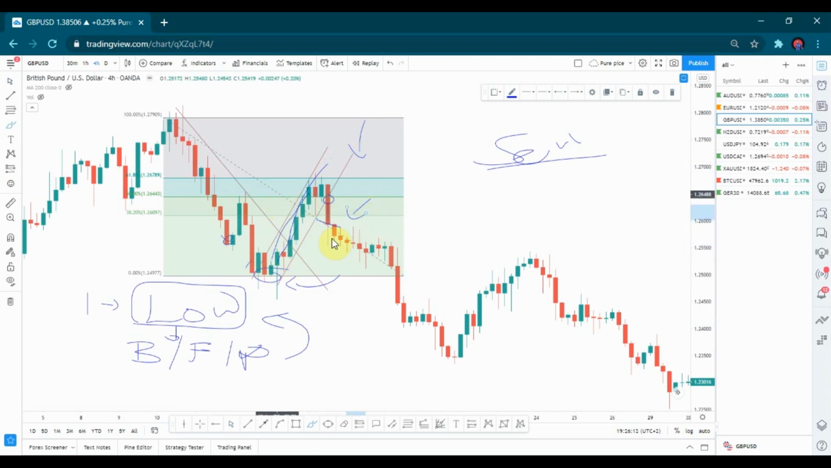Remember, this is a trending market. Now, this is the beginning of a downtrend. Why? Because this low was broken here. So it was a breakout of an uptrend, then the beginning of a downtrend. We're looking for our first entry.